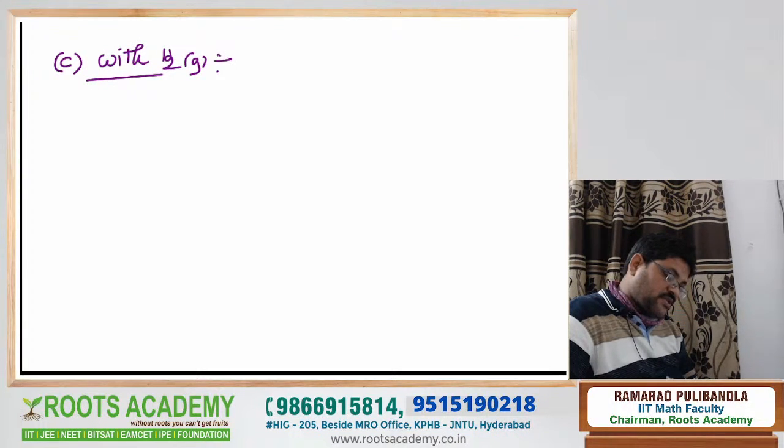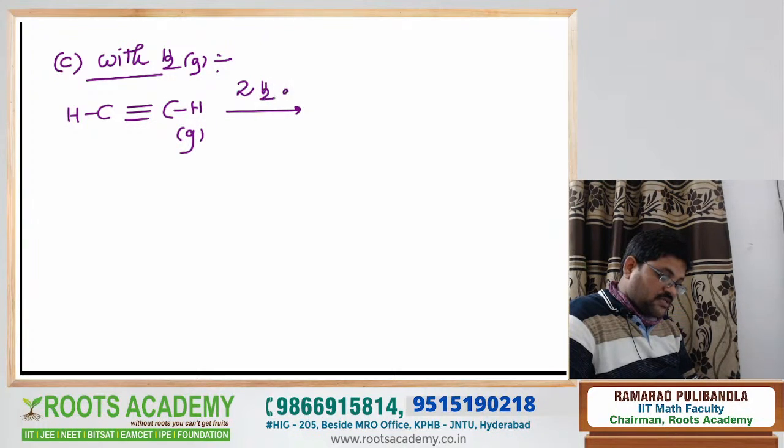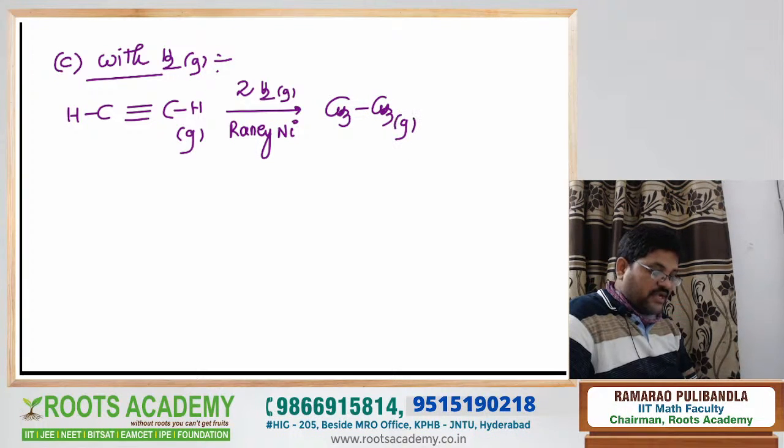When reacting with H2 gas, now what do you write? CH triple bond CH. To that, add 2 moles of H2 gas. Simple logic: for 1 pi bond, 2 H atoms; for 1 more pi bond, 2 H atoms, in the presence of the catalyst Raney nickel, and you get what? You get ethane gas.